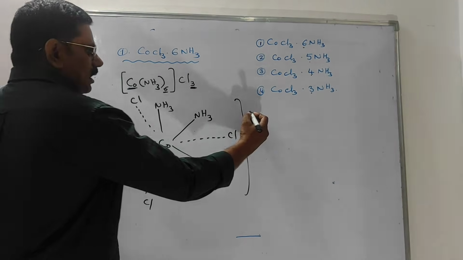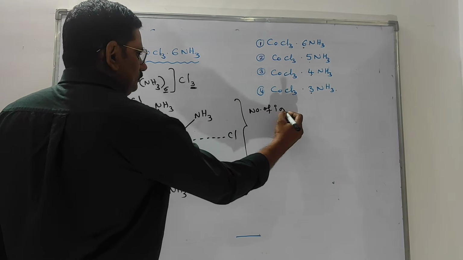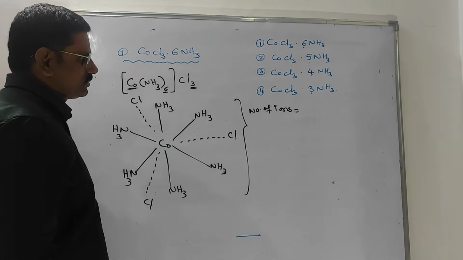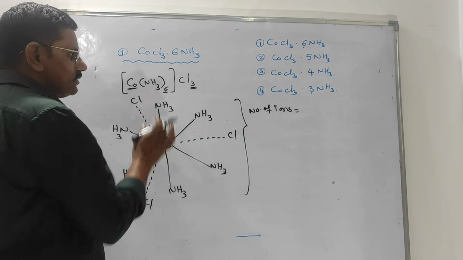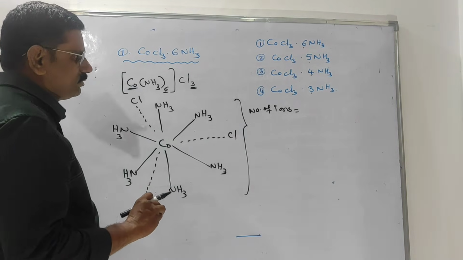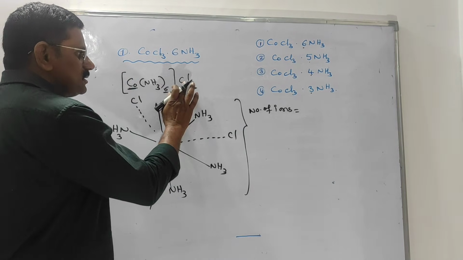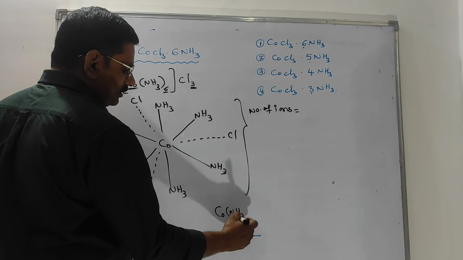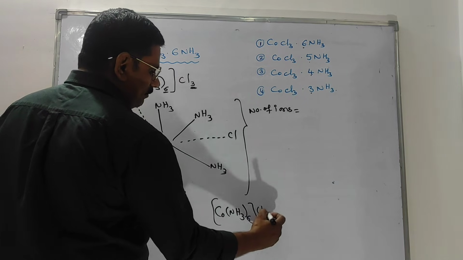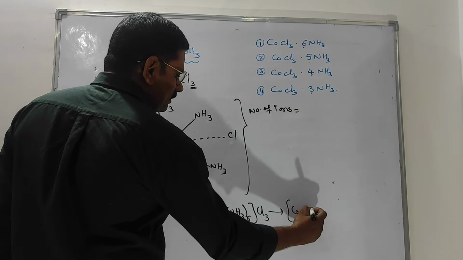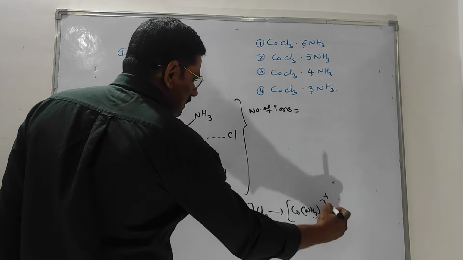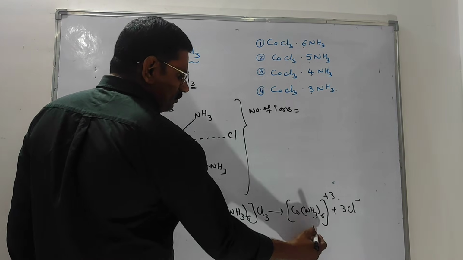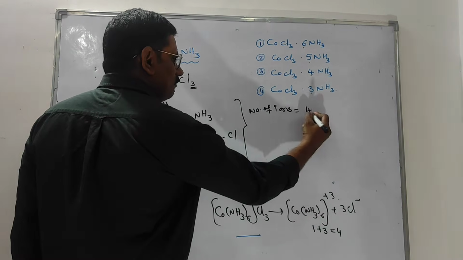What objective questions are coming from this example? See, the number of ions formed during hydrolysis. When you dissolve it in water, how many ions are produced? The components within the coordination sphere are non-ionizable. The complex is one ion, and 3 Cl minus ions are the other ions. So I am writing here [Co(NH3)6]Cl3. When it ionizes, it forms the coordination sphere as a cation plus 3 Cl minus. The total number of ions is 1 plus 3, so 4 ions are formed.